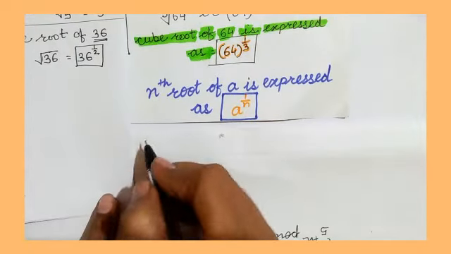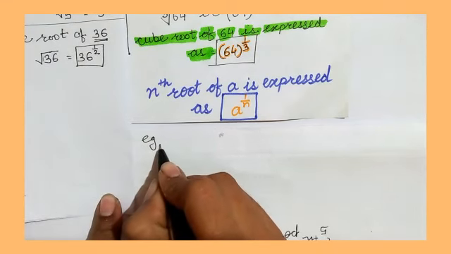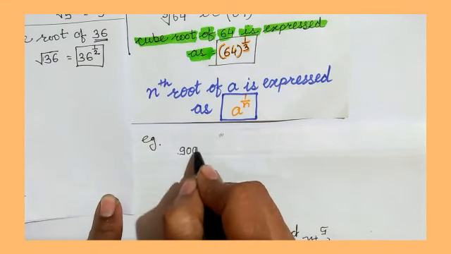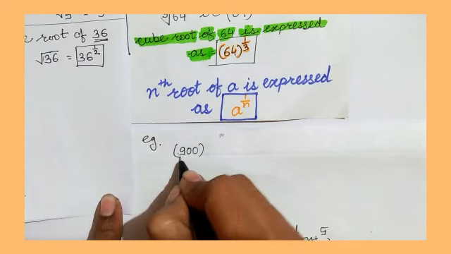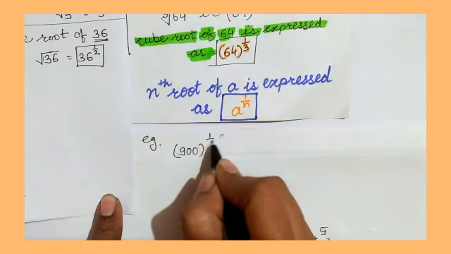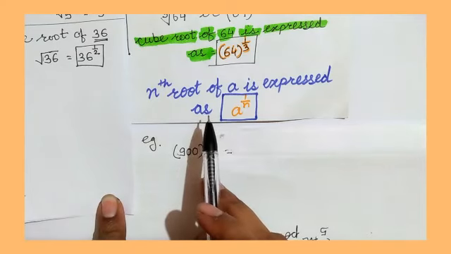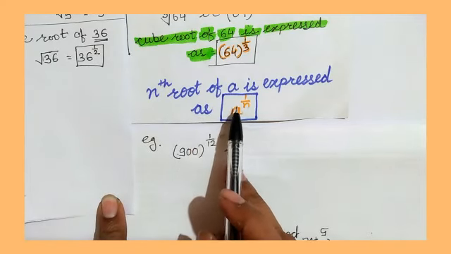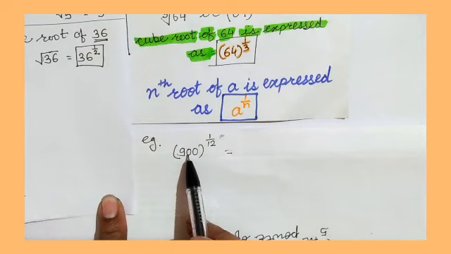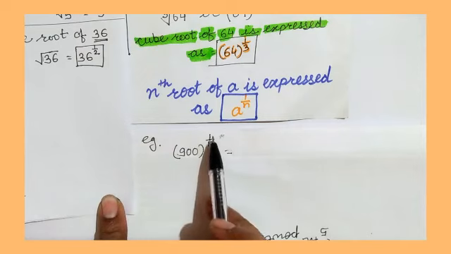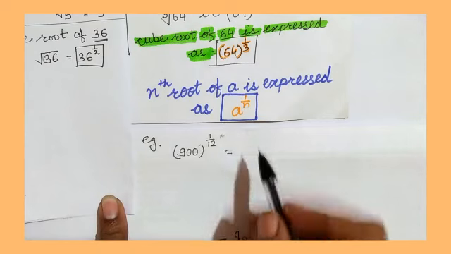Let's take one more example. Suppose the base is 900 and its index is 1 upon 12. Then how are we going to write it in the index format? In this format, the base is 900 and the index is 1 upon 12. It means that it is the 12th root.